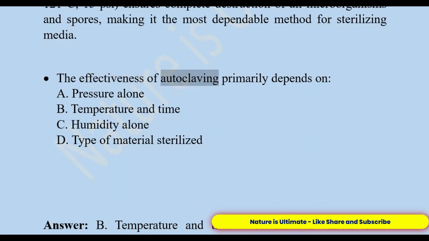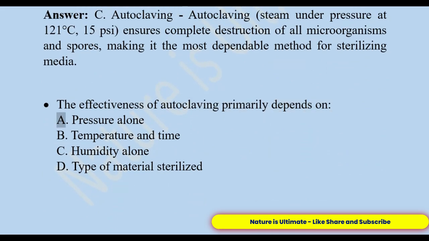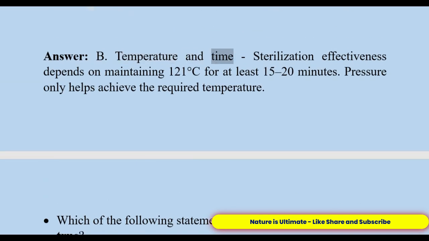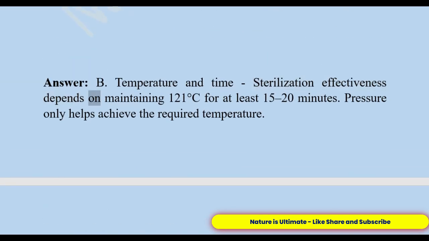The effectiveness of autoclaving primarily depends on A. Pressure alone. B. Temperature and time. C. Humidity alone. D. Type of material sterilized. Answer: B. Temperature and time. Sterilization effectiveness depends on maintaining 121 degrees Celsius for at least 15 to 20 minutes. Pressure only helps achieve the required temperature.